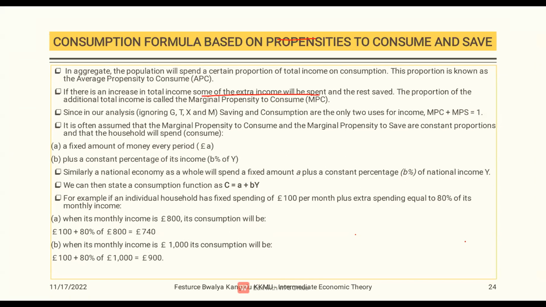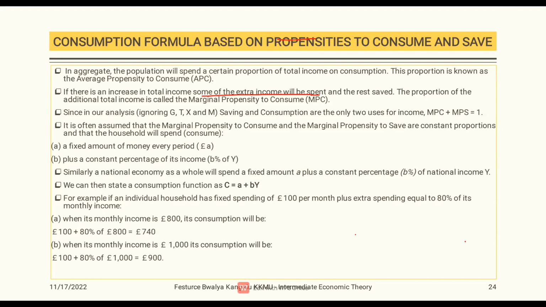So whatever you consume or whatever you save is always dependent on the marginal propensity to consume and the marginal propensity to save, which is just a fraction. So what is marginal propensity to consume? If there is an increase in total income, some of the extra income will be spent and the rest will be saved. The proportion, the percentage of additional income that is spent is called the marginal propensity to consume.